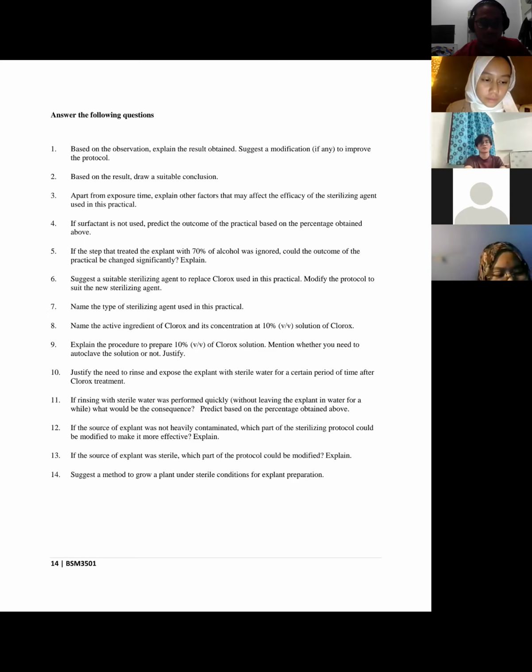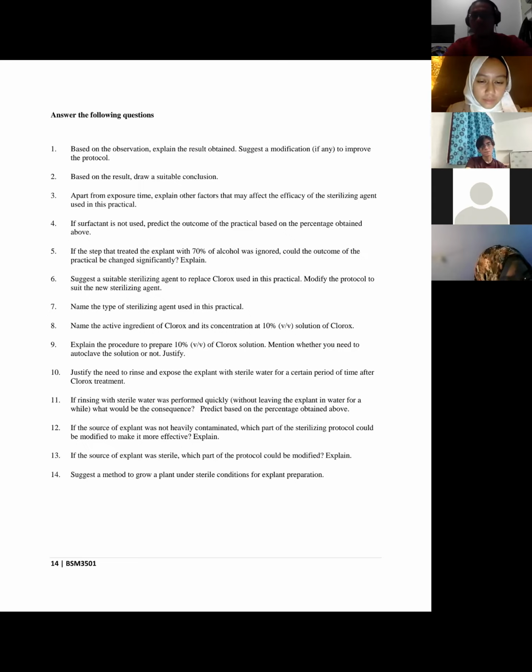Okay, I will continue with number 10. It said that justify the need to rinse and expose the explant with sterile water for a certain period of time after Clorox treatment. So the keyword here is what happened. What actually is the need to rinse and expose the explant after the Clorox treatment, right?